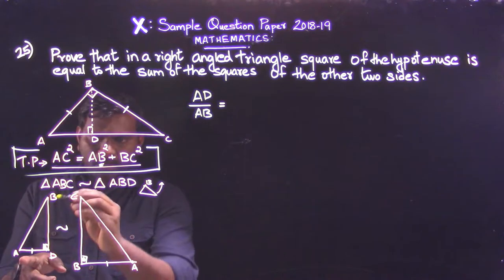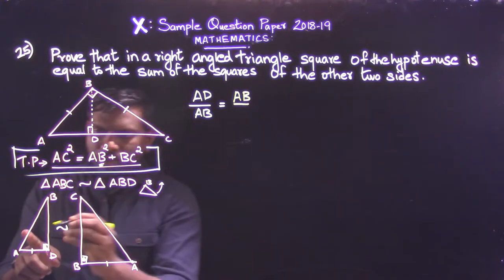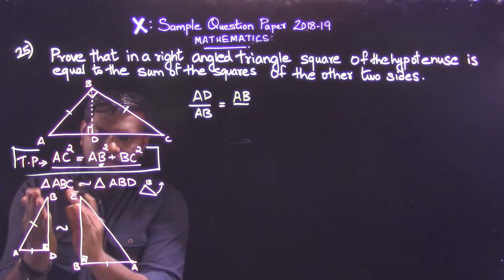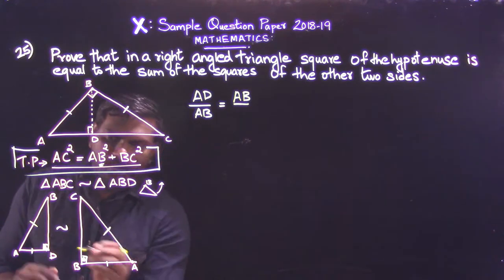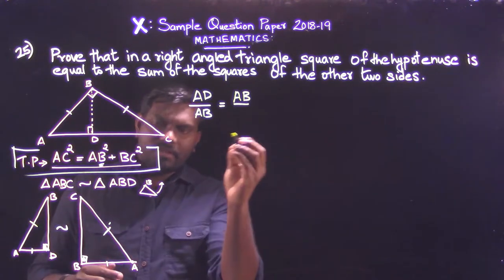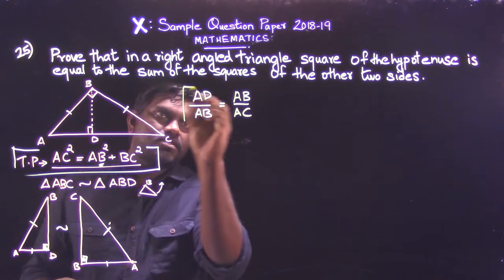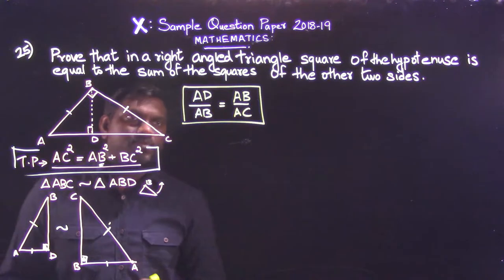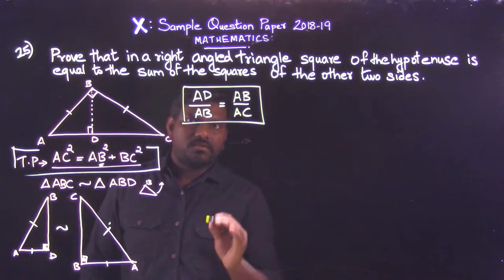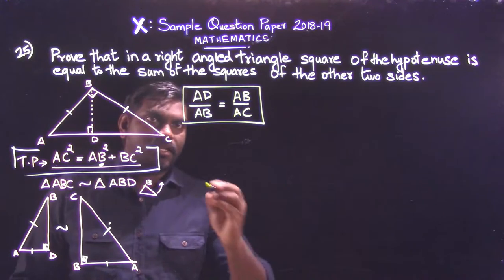So AB, within the smaller one, AB by, when you compare this side, this triangle's side is similar to this side. So AB by AC, fine, dear. This is what you need to bring up, and you need to know how you did this one. Make sure that you know this one and keep it well.